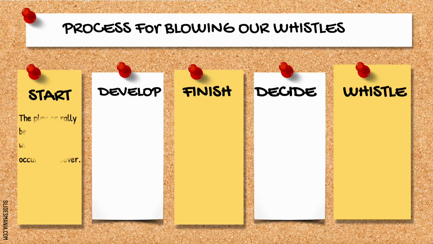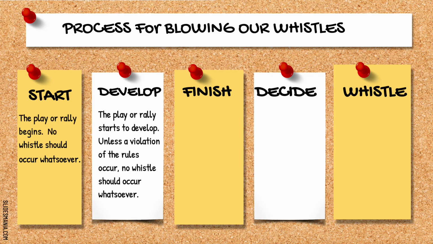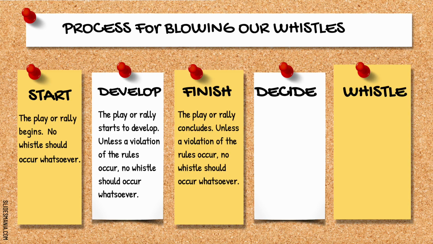Start. The play or rally begins. No whistle should occur whatsoever. Develop. The play or rally starts to develop. Unless a violation of the rules occurs, no whistle should occur whatsoever. Finish. The play or rally concludes. Unless a violation of the rules occurs, no whistle should occur whatsoever.